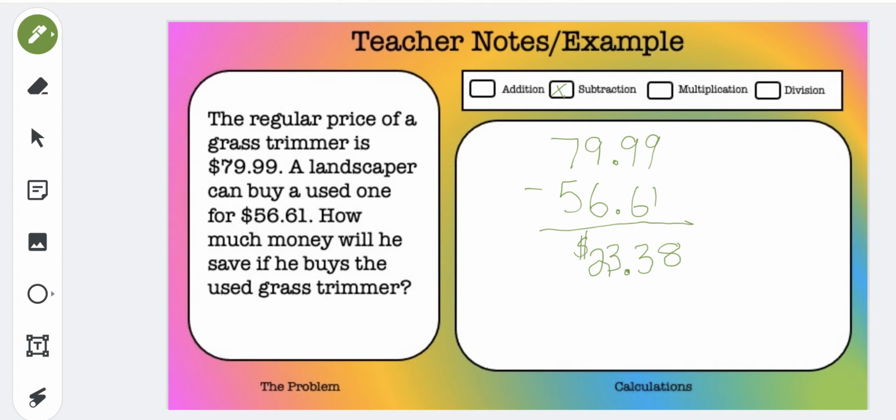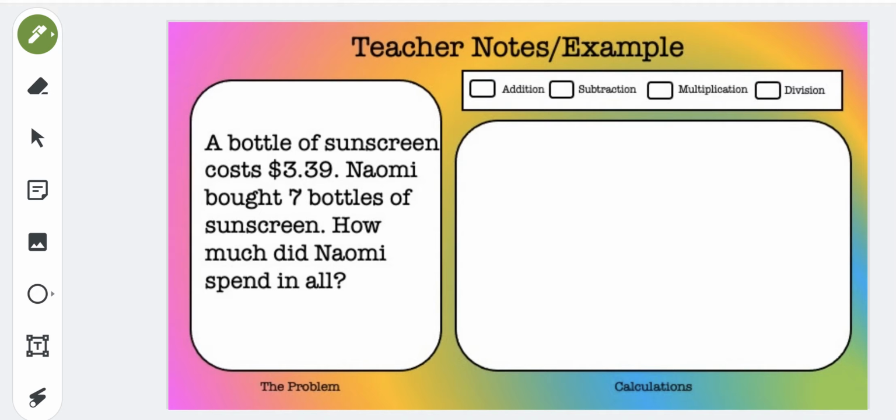Let's go on to problem number 2. All right, for this one, it says a bottle of sunscreen costs $3.39. Naomi bought 7 bottles of sunscreen. How much did Naomi spend in all? All right, so each bottle costs $3.39, and Naomi's going to buy 7 of them, right? So the fastest method here would be multiplication.